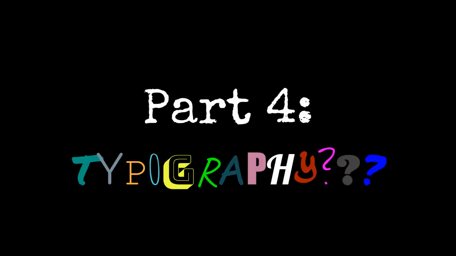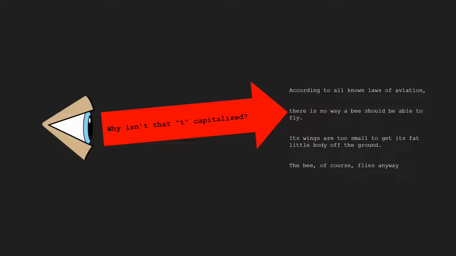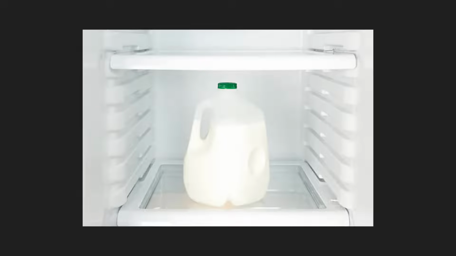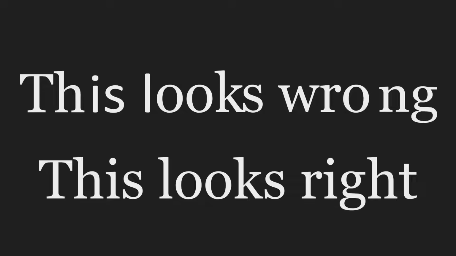It turns out that the human eye is really, really good at noticing details on glyphs. Considering I can't see the milk in the fridge half the time, I'm amazed that I can notice that this looks wrong and this looks right. Why is that the case?